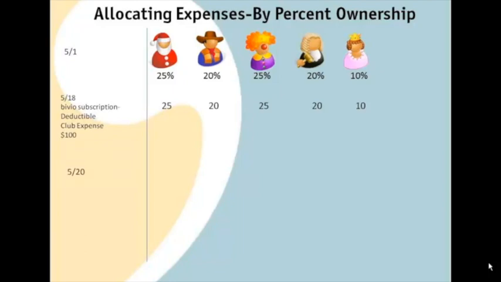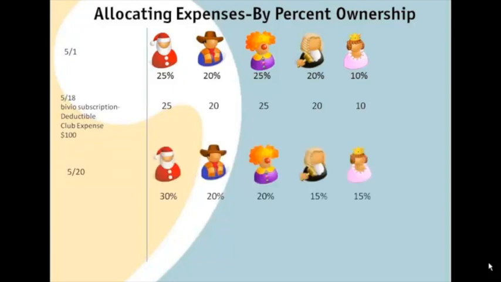Now if for some reason on the 20th their ownership percentages changed, maybe somebody made an extra payment or somebody made a late payment, anyway, on May 20th they had different ownership percentages. So when on May 26th they had another deductible expense of $100, it was now allocated based on the new ownership percentages. As you can see, the specific transaction date and the sequence of each of your club's transactions is more important than in other types of bookkeeping you may have done.